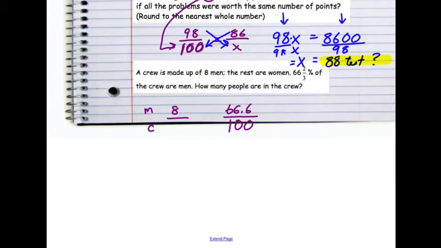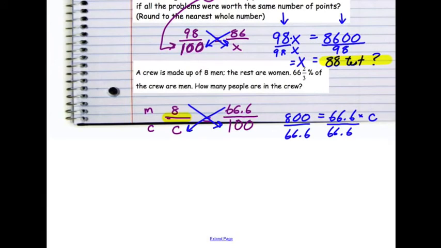So the crew, I don't know what that is. I'm going to use a C for that missing value of the crew because it's going to help me out. But what I do know is that the number of men over the total number in the crew is equal to 66%. Once again, I'm going to use my cross product. 8 times 100 is 800, and that by definition has to equal 66.6 times the number of people total in my crew. So for each person in my crew, I'm looking at 66%, so I want to divide by 66.6.